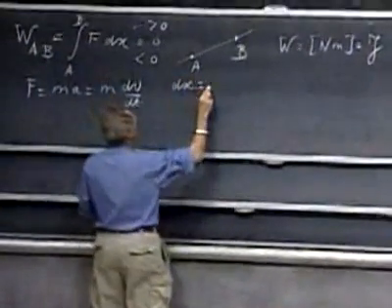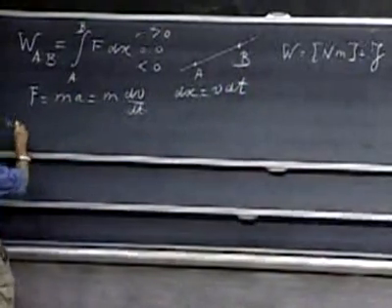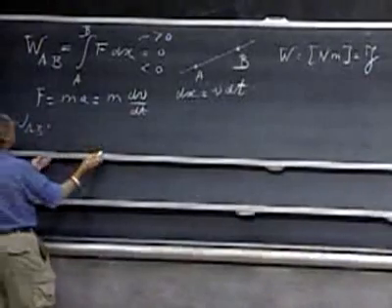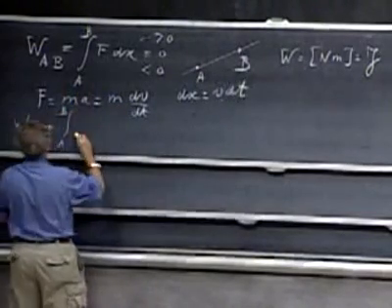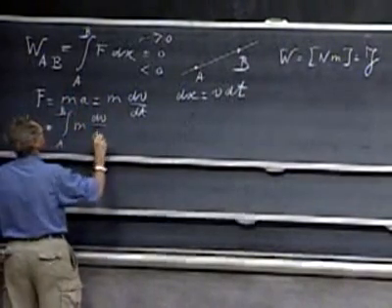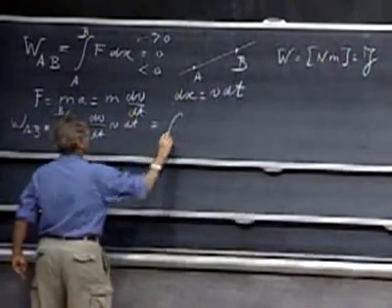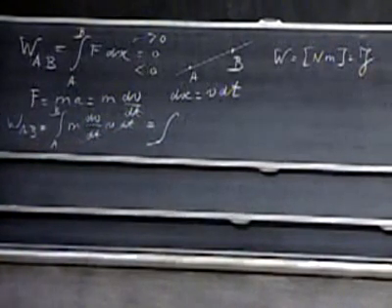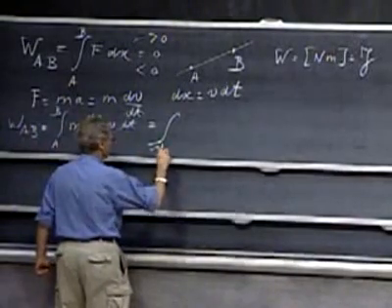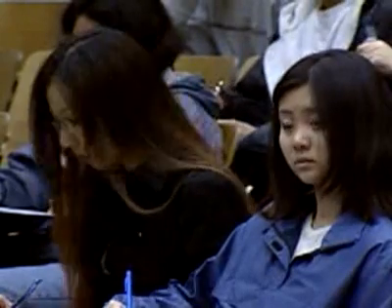and I can write down for dx, I can write down v dt. I substitute that in there, so the work in going from A to B is the integral from A to B times the force, which is m dv dt, dx, which is v dt. And look what I can do. I can eliminate time, and I can now go to an integral over velocity, the velocity A to the velocity B, and I get m times v times dv.